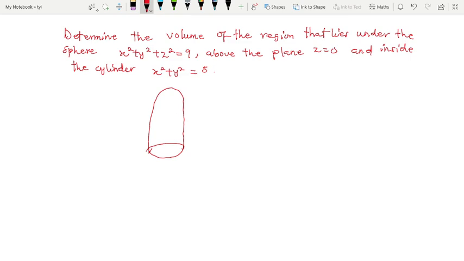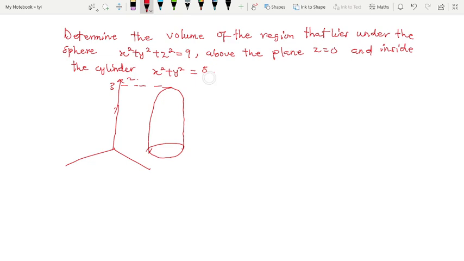So for the sphere you can get the radius of the sphere to be 3, right? So in the z plane you have 3 on the z plane, right? So this is a three-dimensional figure, okay? So on the x and on the y. So I'm just using this to illustrate what the problem is talking about.